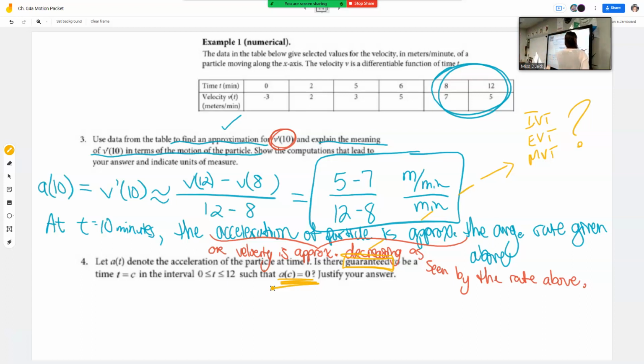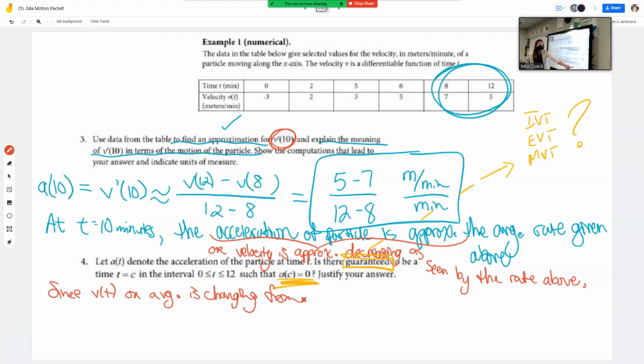Hovan or Rocco, because both of you excellently understood what I was saying and how it didn't apply earlier. Can you reword or just restate why there is guaranteed to be a place such that A of c equals 0 between 6 to 12? Anybody want to take it? Hovan, Rocco? Because the velocity changes from increasing between 6 and 8 to decreasing between 8 and 12. So if the velocity is changing some, that means the acceleration hits 0, which is resting. IVT.